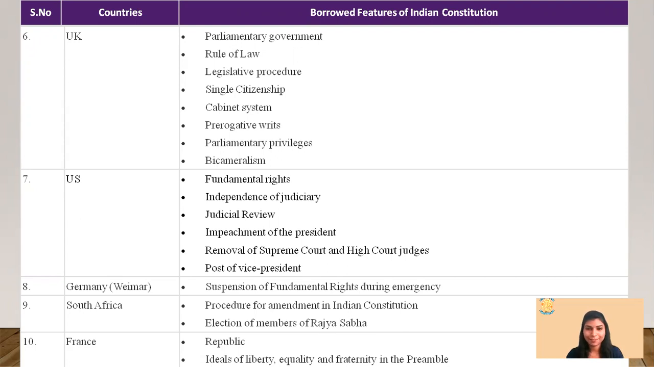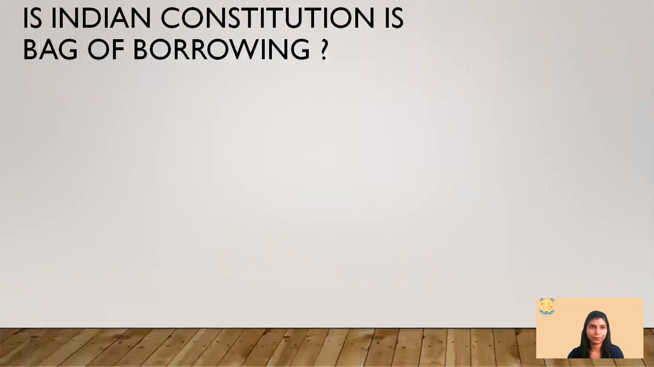We have experienced this now in this pandemic. Next, from South Africa, the procedure of amendment in the Indian Constitution and election of members of Rajya Sabha. And from France, republic, and the ideals of liberty, equality, and fraternity in the preamble. So what do you think? We have borrowed so many features from different countries. So do you think India's Constitution can be called a bag of borrowings?